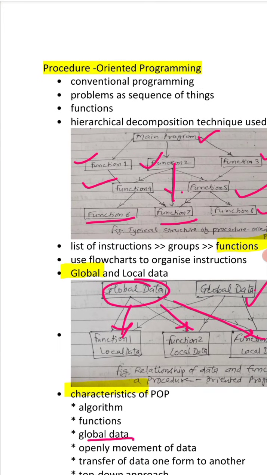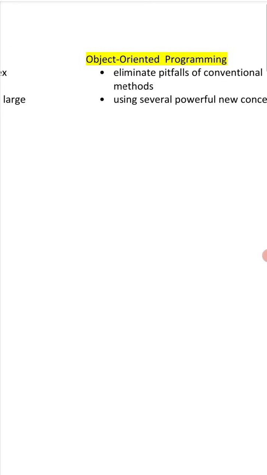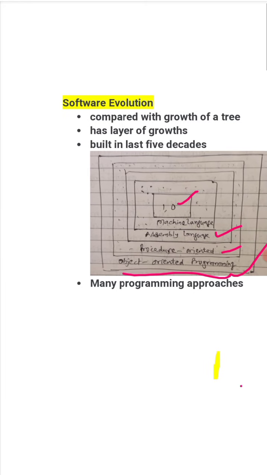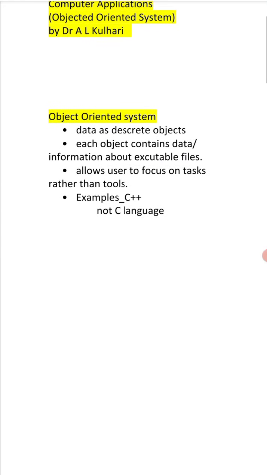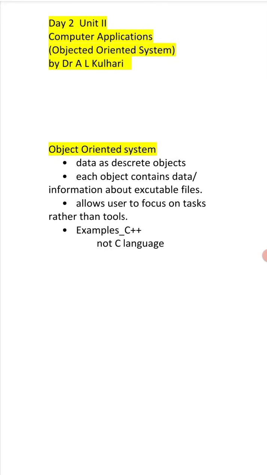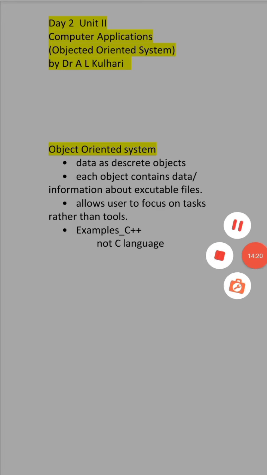So today we have discussed procedure oriented programming, structured programming, software evolution, and introduction of object oriented system. Next time we will discuss object oriented programming paradigm and object oriented programming language.